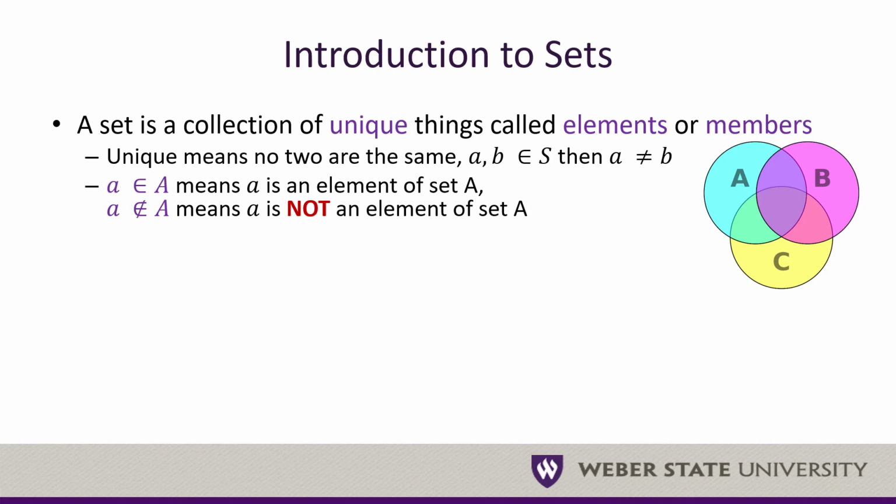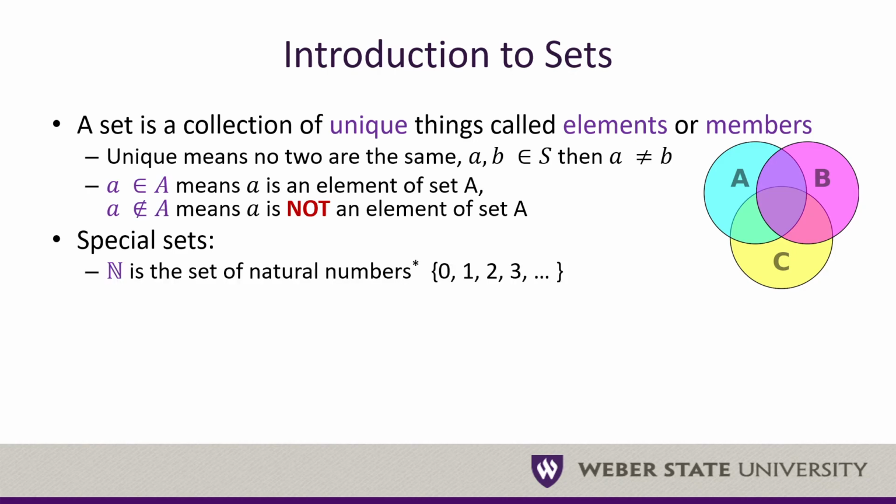We have a small epsilon. This is the symbol that means whether or not something is an element. We usually write the set as a capital letter, and then the elements of the set as small letters when we're talking about them symbolically like this. So we would say that a is an element of set A, or a is not an element of set A. And that's simply the epsilon with a line through it. Keep hitting the wrong arrow.